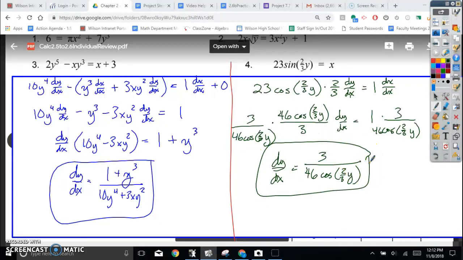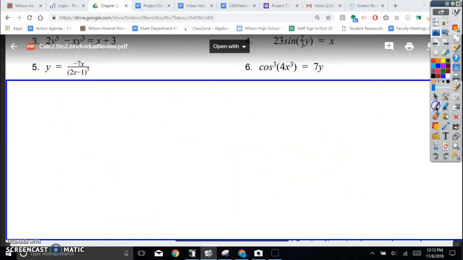All right, and that's that. Okay, I'm going to get set up for 5 and 6. Here we go on number 5. I could rewrite 5 in order to do product rule, but since I think some of you need to see quotient rule, I'm going to leave this as is. I'm going to do quotient rule.